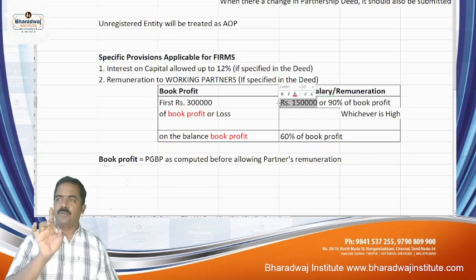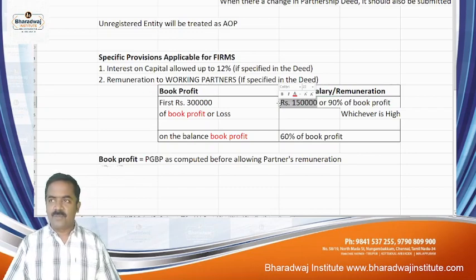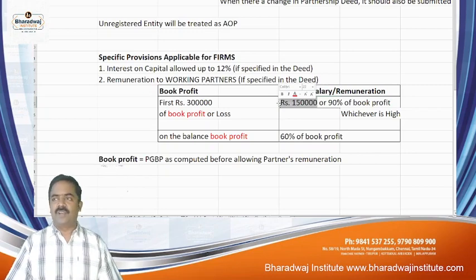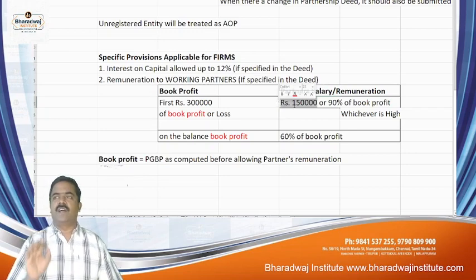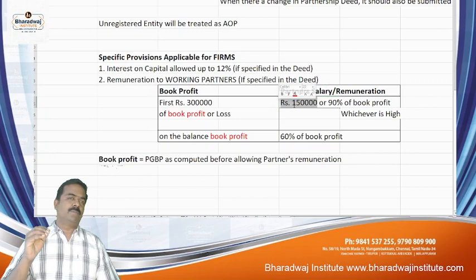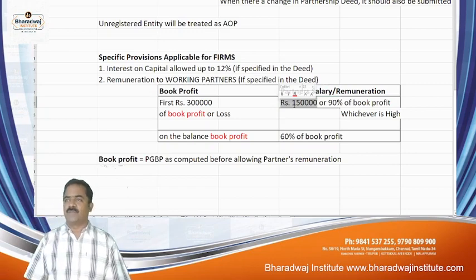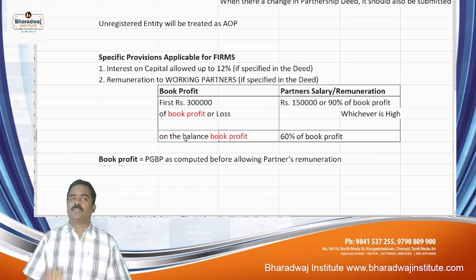I'll give you one more example. Let us assume book profit is 1 lakh. So 1 lakh into 90% is 90,000, or 1,50,000, whichever is high. So this 1,50,000 is payable in case of loss making firms and firms which are making lesser profits.